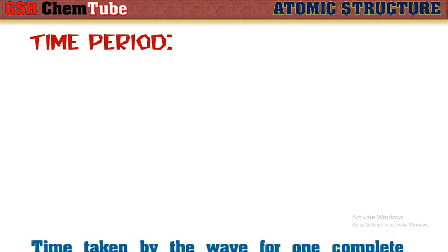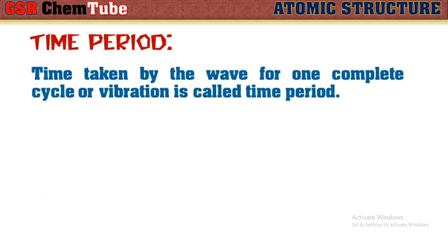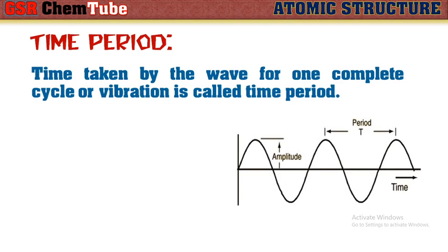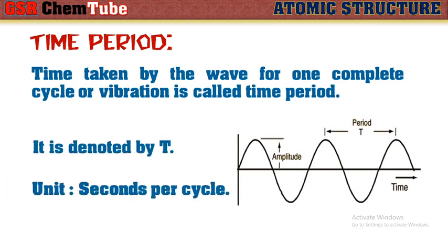Next property, time period. The time taken by the wave for one complete cycle or complete oscillation or even complete vibration is called time period. It is denoted by the letter T. Its units are seconds per cycle.